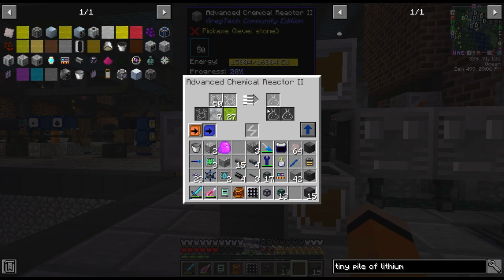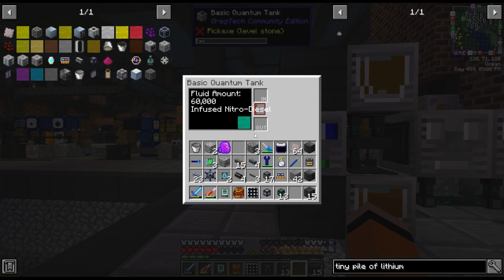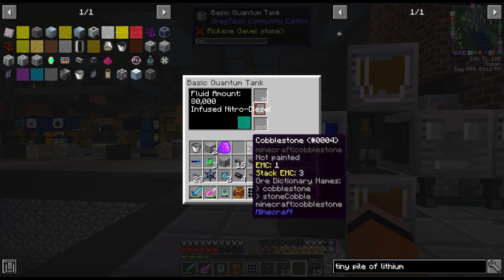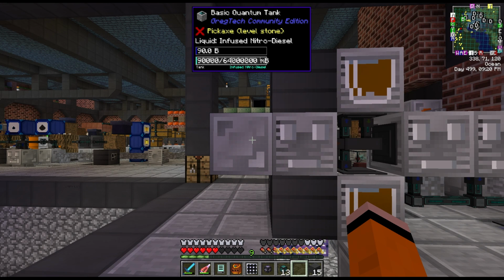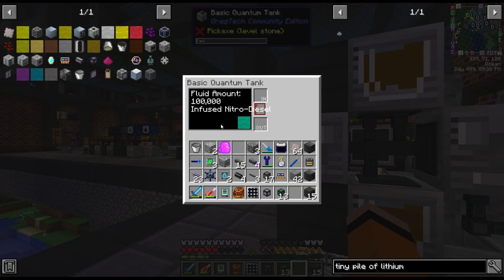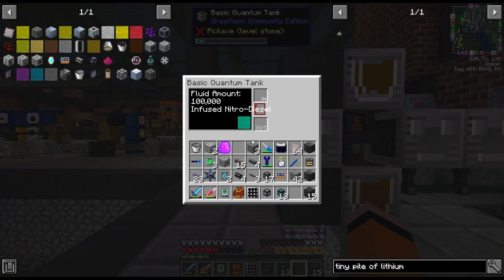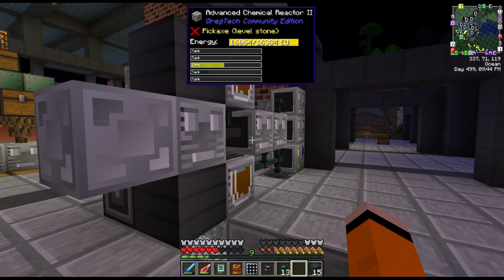And yeah, we now see that this is making our cetane, which I have decided to buffer into a quantum tank before we put it in our ME system. So I'm not actually sure how much this quantum tank holds. 640 buckets, is that right? Or is it 64 million millibuckets? I don't know, it's a lot anyway. We got one of these from the moon dungeon. So yeah, that's going to be our fuel backup from now.